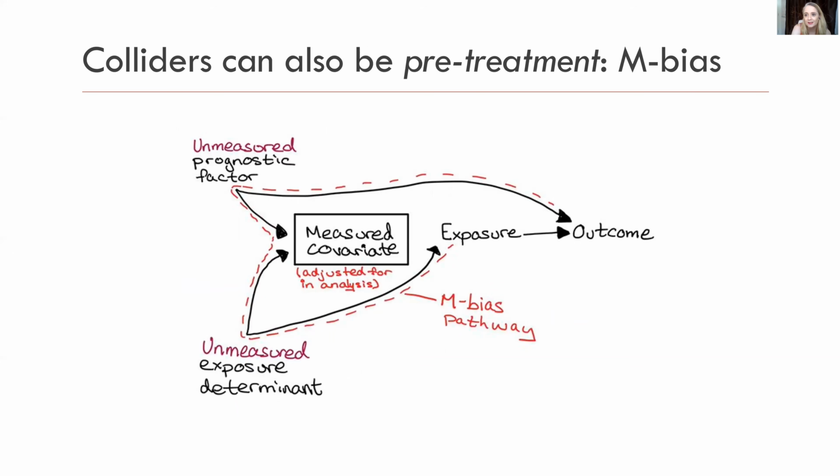Colliders are also nasty because they represent a possible place where a pre-treatment covariate can cause bias when we condition on it. And a lot of people have this idea that anything that happens before our exposure or treatment can be thrown into a model without harm, that we don't need to worry about conditioning on anything pre-treatment. It's either a confounder or it's not, and conditioning on it will help. That's not true because of something called M-bias.